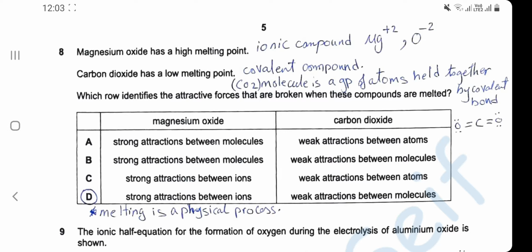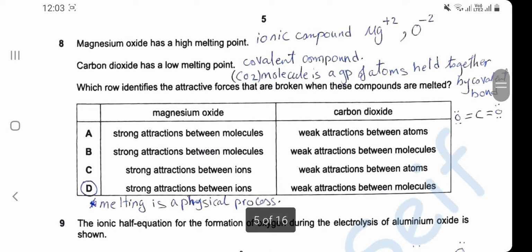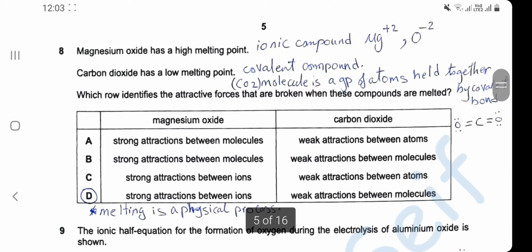Even if the other column is correct, it is not the correct choice. Statement C, strong force of attraction between ions. This is right. Let's check the other side. Weak attraction between atoms. Atoms is wrong because carbon dioxide is a molecule, not atoms. We are breaking the intermolecular forces between carbon dioxide molecules. A molecule is a group of atoms held together by covalent bonds, which is the case for carbon dioxide.